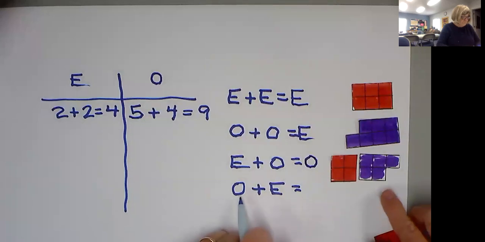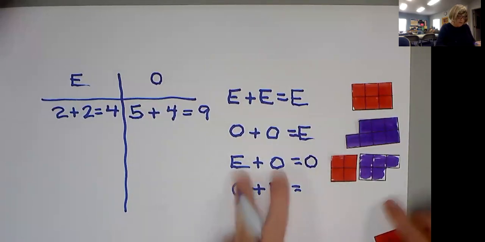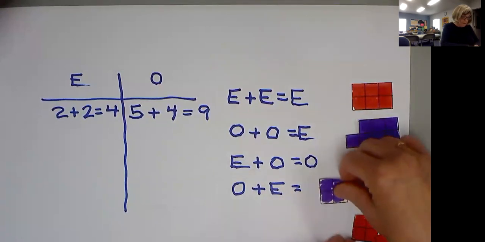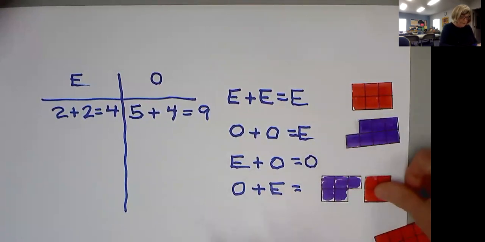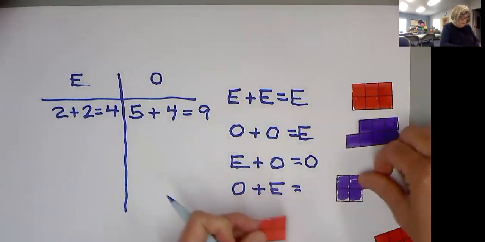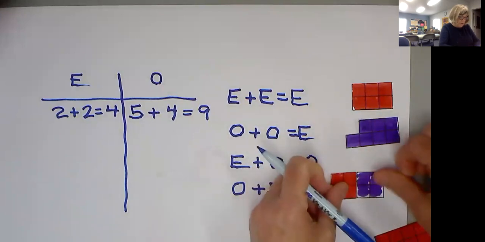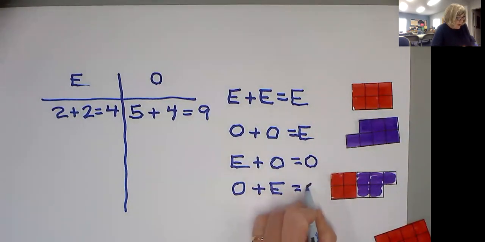Now, let's do the commutative property. We're just flipping this. So let's start with an odd and add it to an even. Oh, Miss Sutton, you've got to kind of move those around. Okay, let's do it. Oh, yeah, you're always going to have an odd.